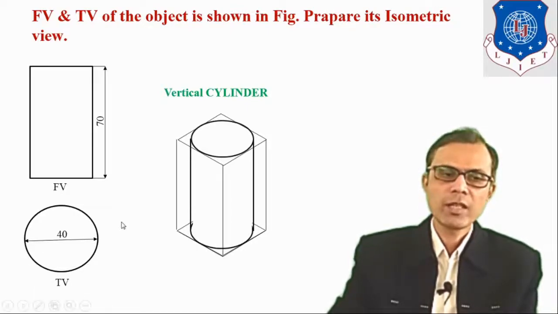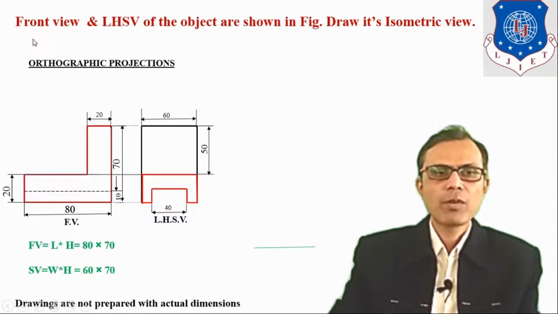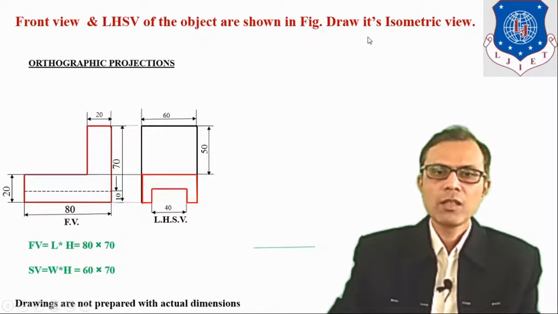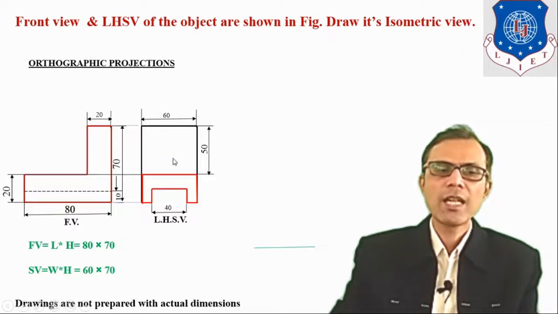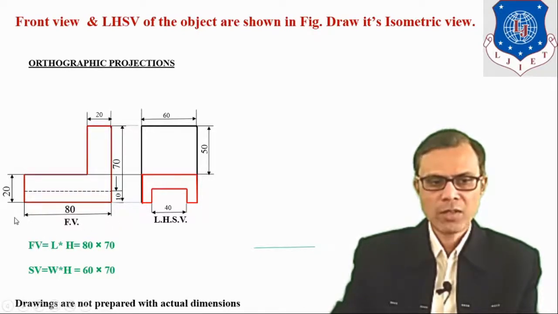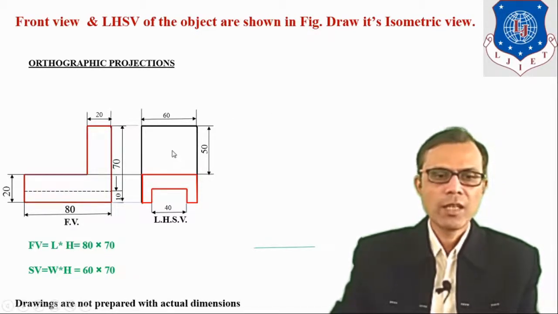Diameter we are considering as 40. Next example: front view and left hand side view of the object are shown in the figure. Draw its isometric view. It is the front view and it is the left hand side view. In the front view, the length is 80 and the height is 70, 80 by 70 length and height. And in the left hand side view, the width is 60, and the total height is 70.